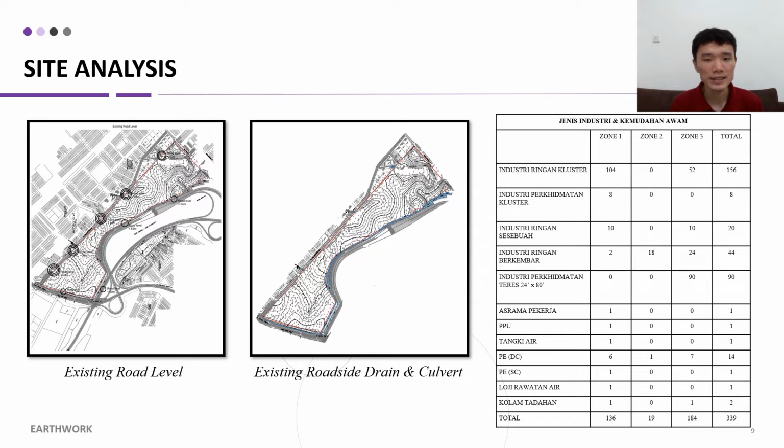This slide shows the existing road level and existing roadside drain and culvert. Besides, the type of industry and facilities are shown in the table below.